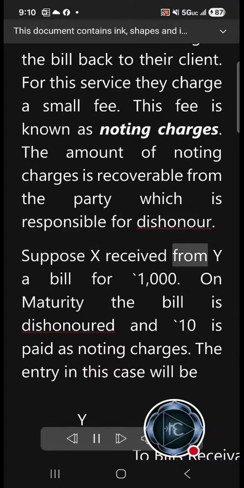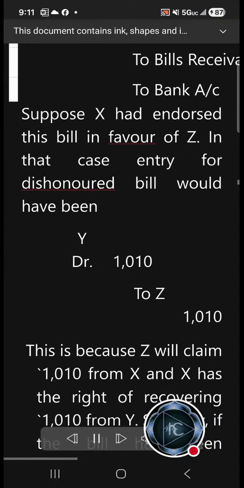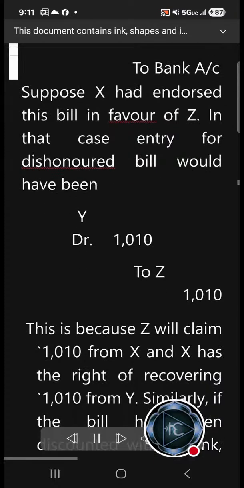Suppose X received from Y a bill for $1,000. On maturity, the bill is dishonored and $10 is paid as noting charges. The entry in this case will be Y Doctor $1,010, to Bills Receivable account $1,000, to Bank A/C $10.